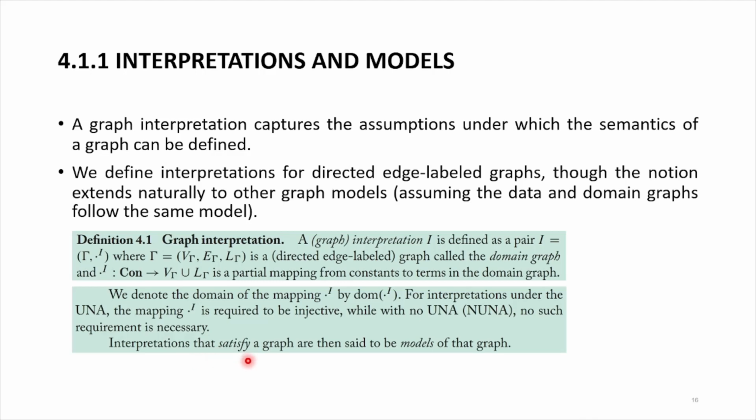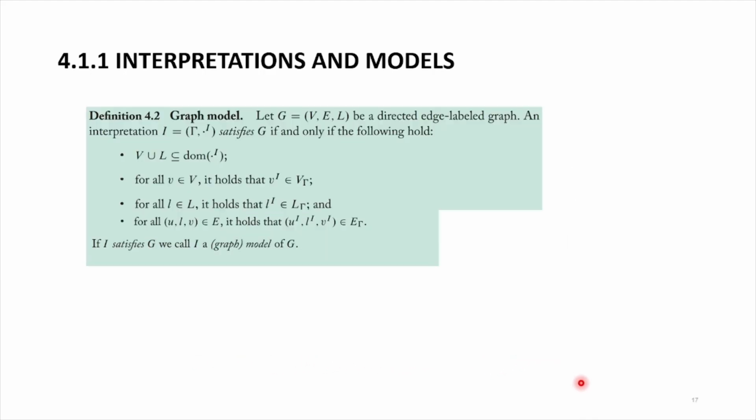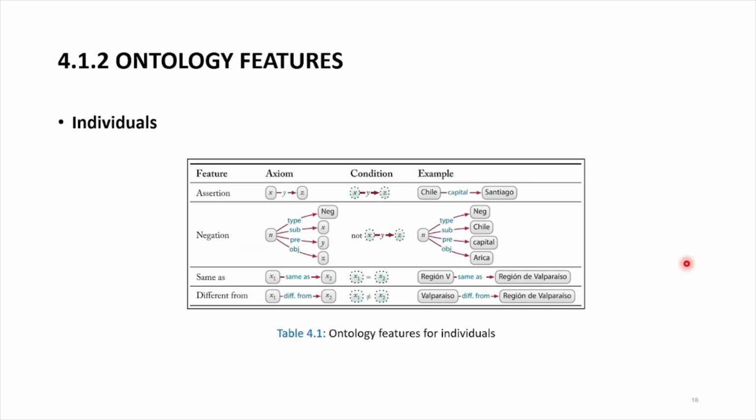Interpretations that satisfy a graph are then said to be models of that graph. The definition of graph model: let G be a directed edge-labeled graph. An interpretation I satisfies G if and only if the following hold. And next, I will show you the ontology features.